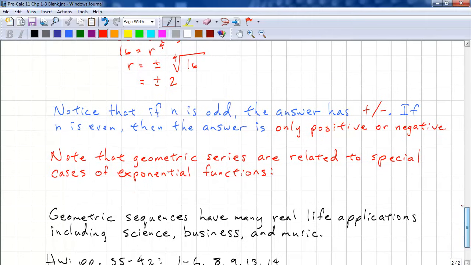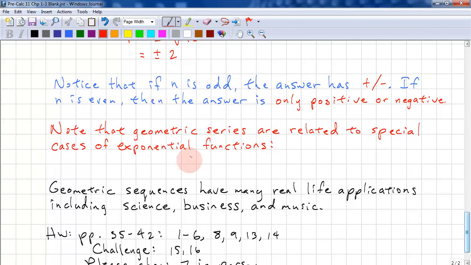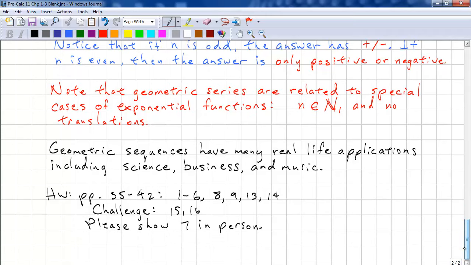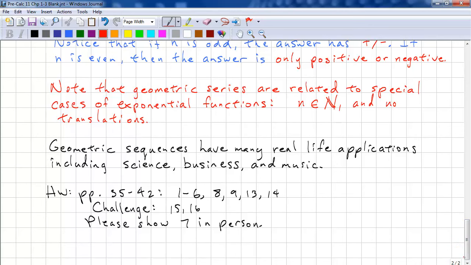Okay, and just a note, you'll be learning this next year. Geometric sequences are related to a special case of exponential functions. We have n element of the natural numbers, and we have no translations. And you'll learn about translations of functions later on. And geometric sequences have many real-life applications, including science, business, and music. So these are important functions. And that completes this lesson.